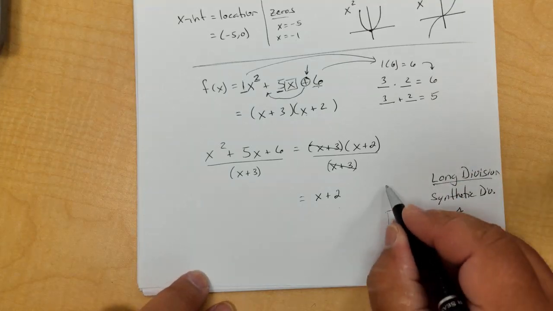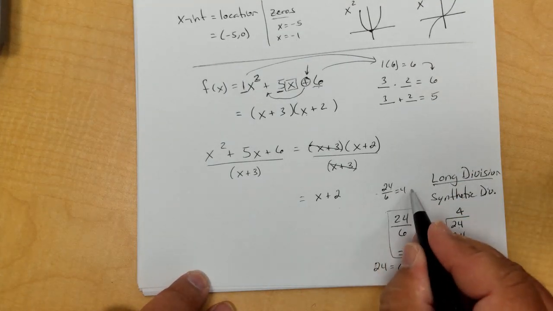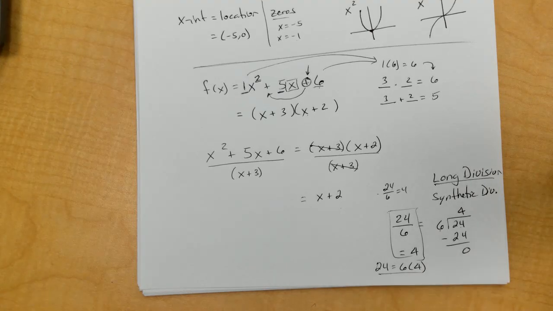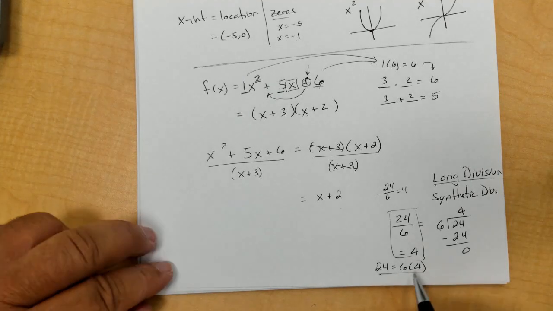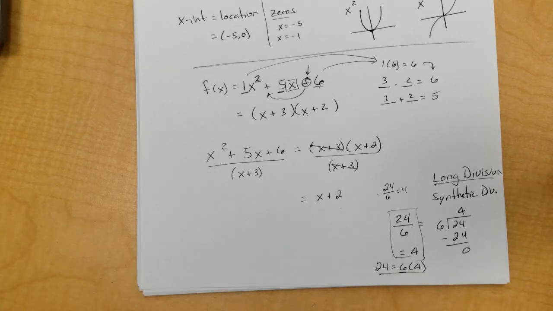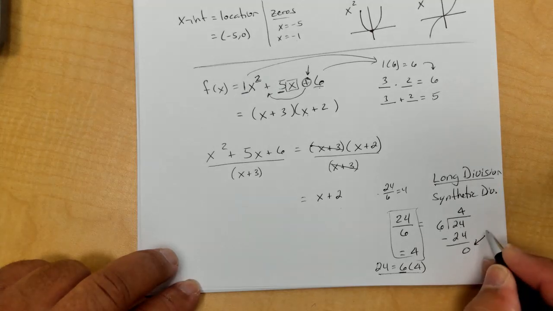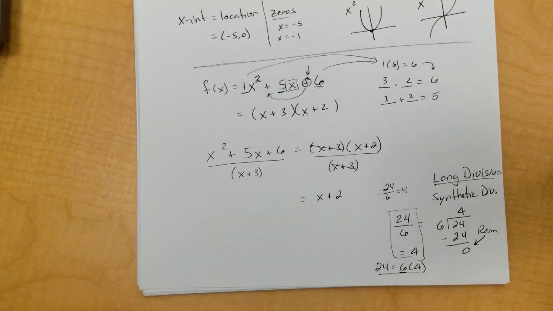Because if we had 24 divided by 6 equals 4, I can multiply by 6 on both sides, then I get this. 6 and 4 are factors of 24. We know they're perfect factors because the remainder is 0. If the remainder is 0, then we have perfect factors.